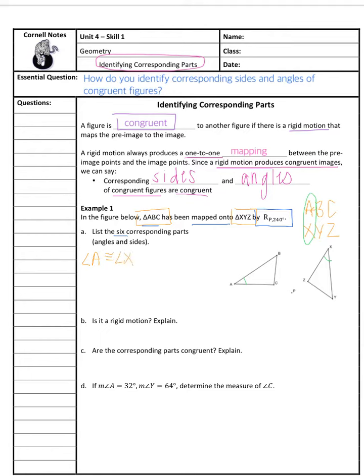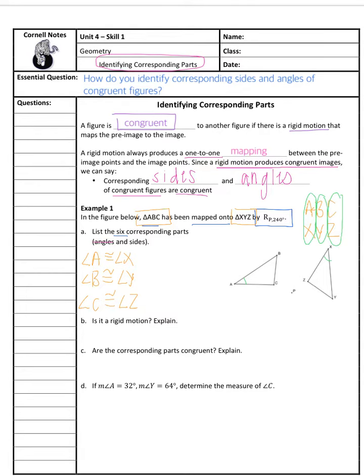If I look at the next pairing, angle B would correspond with angle Y. And my last pair of congruent angles would be C and Z. Angle C is congruent to angle Z. So that's 3 of my 6 corresponding parts. Right there I just took care of the angles. But we still have to figure out the corresponding sides.